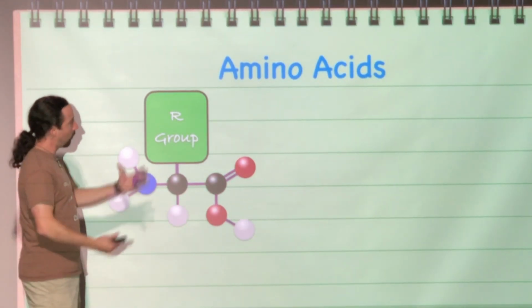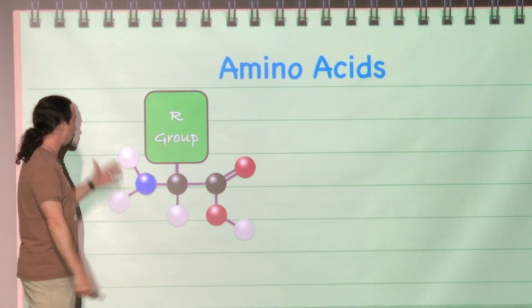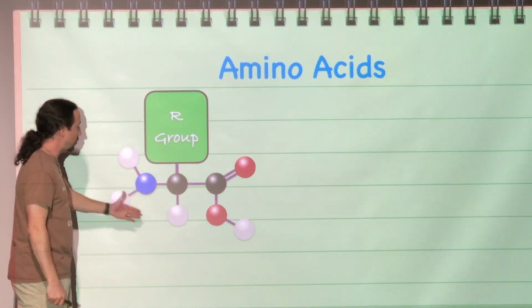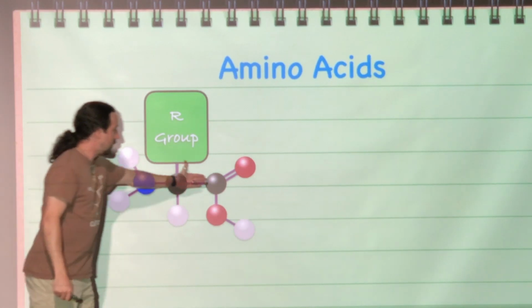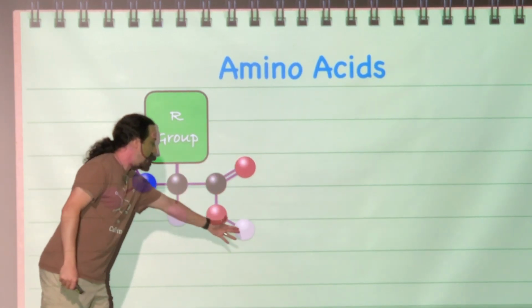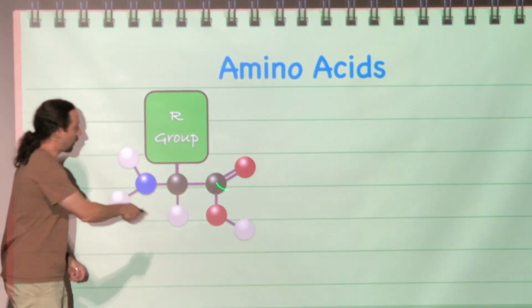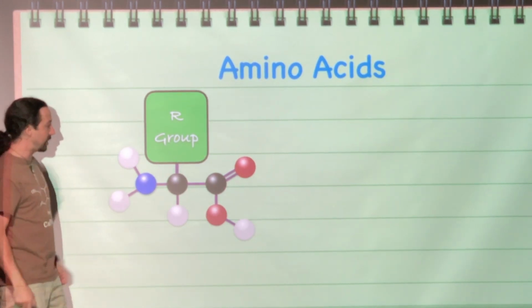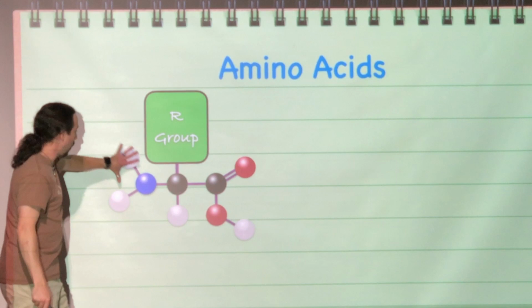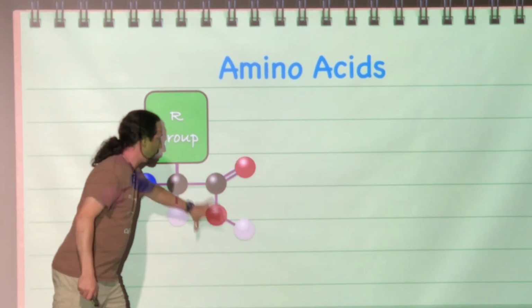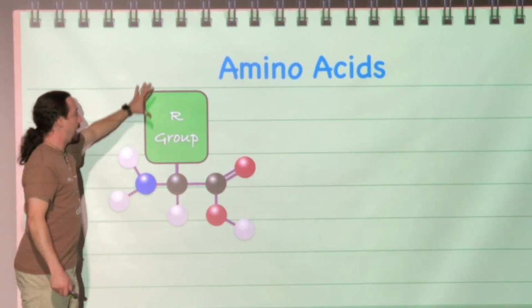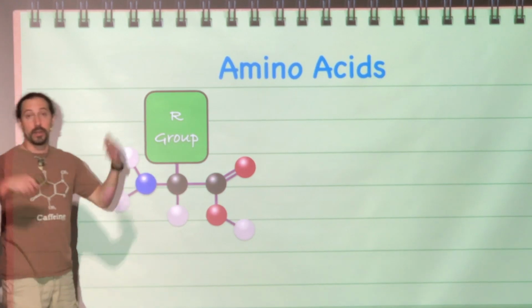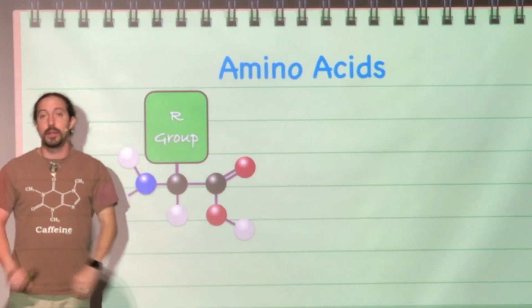So if we were looking at it in our formal way with the ball and stick model, here we have our hydrogens, nitrogen, carbon, hydrogen, carbon, our two oxygens, and then our hydrogen right there, recognizing that there is that double bond between our carbon and our oxygen. That's the whole thing. So our amine group and our carboxyl group over here, and then their R group could be a variety of different things.